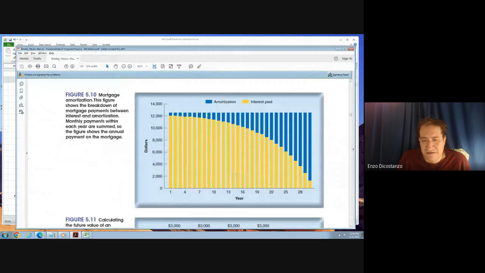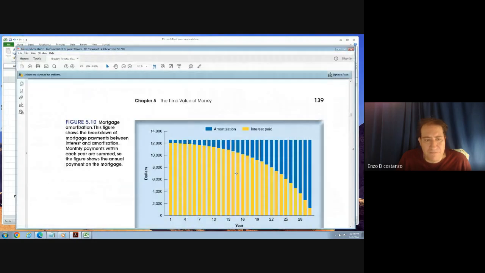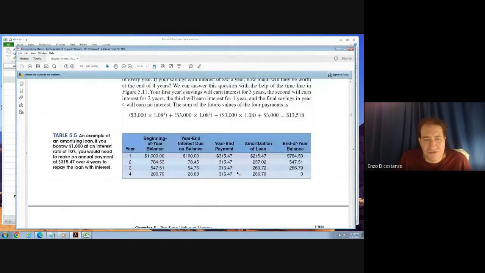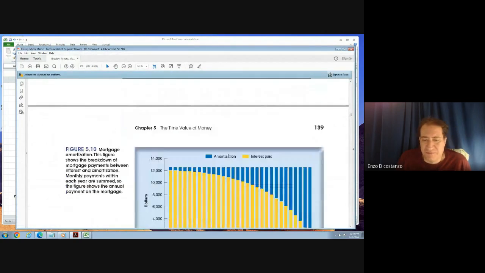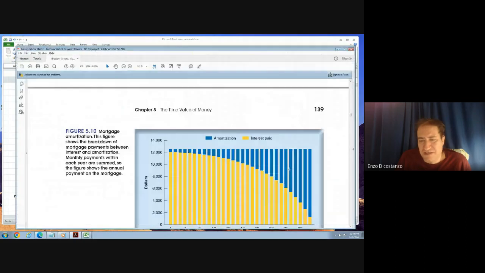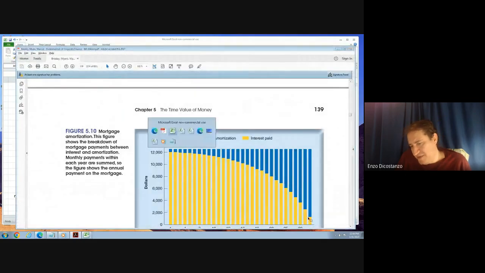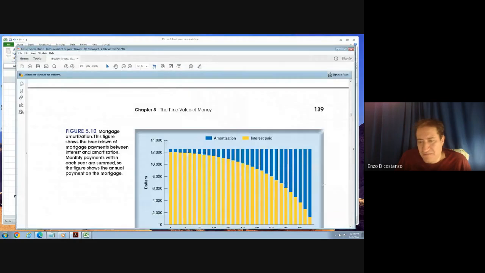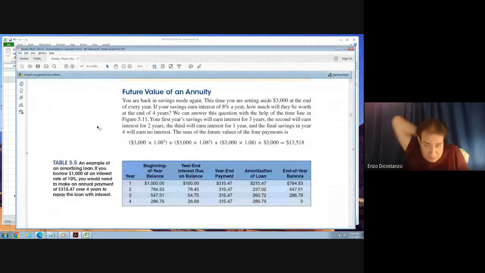We did this thing, and this is a 28-year version. We did the 4-year version of this, but what it looks like is the same. See how this dissipates, just like this dissipates. Same thing, and you're paying more amortization at the end of it than interest. So we showed it with that, which is fine. It says you're setting aside 3,000. You can earn 8%. What is all of this worth in four? Okay.